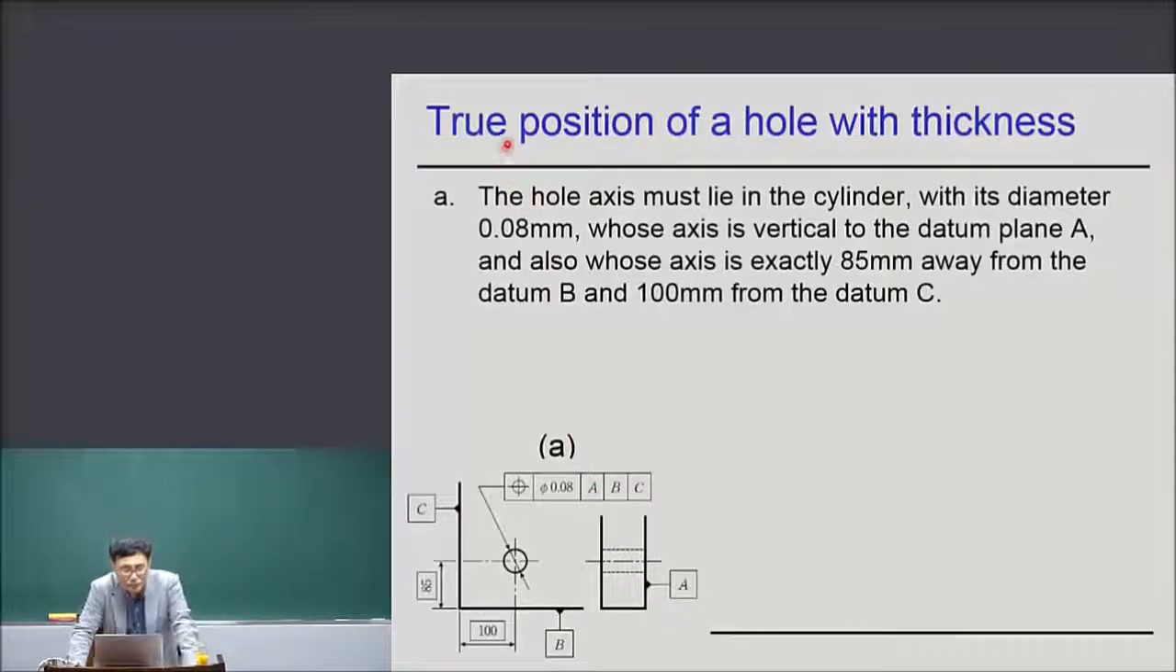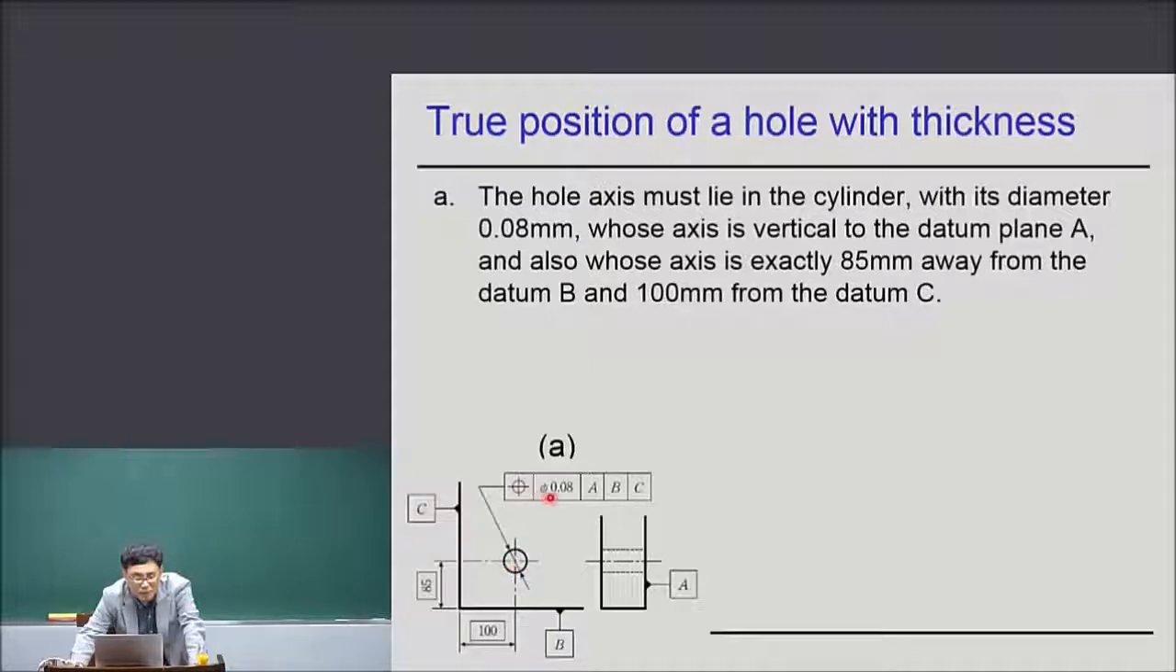So in this case, usually a part has thickness, right? So it is a 3D shape. So the true position of a hole with thickness is defined like this. This is a hole, right? And the true position of the hole axis.